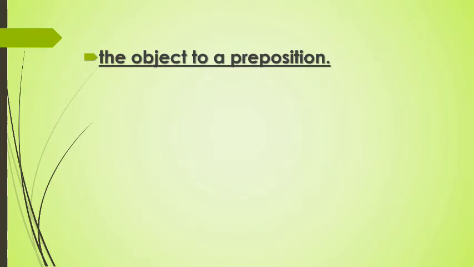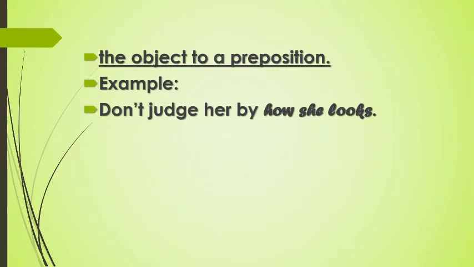A noun clause functions as the object to a preposition. For example, don't judge her by how she looks. Here, how she looks is the noun clause and it is acting as the object to the preposition by.